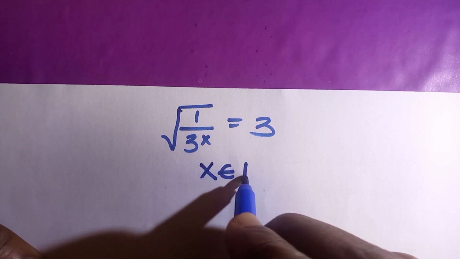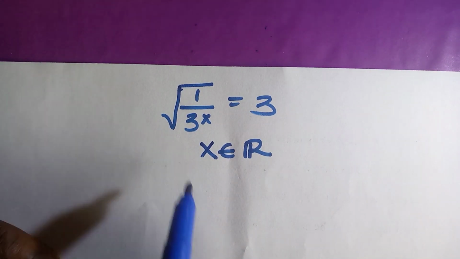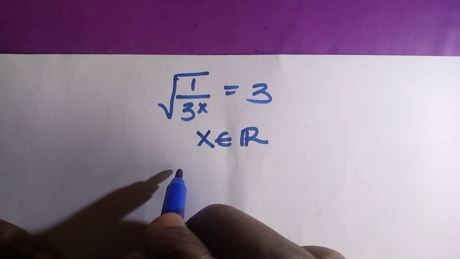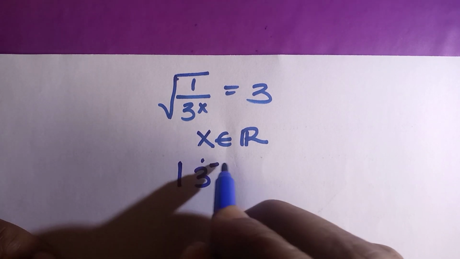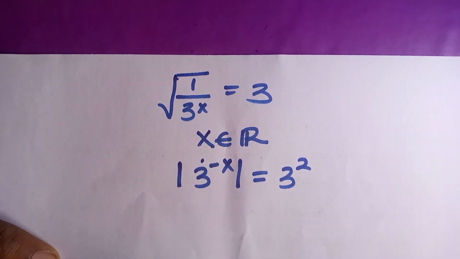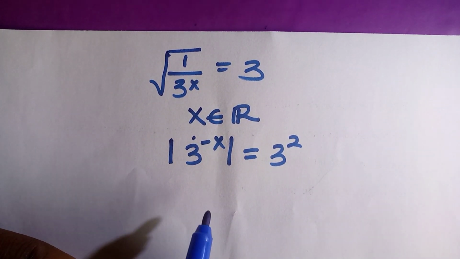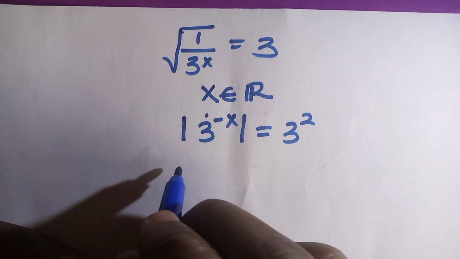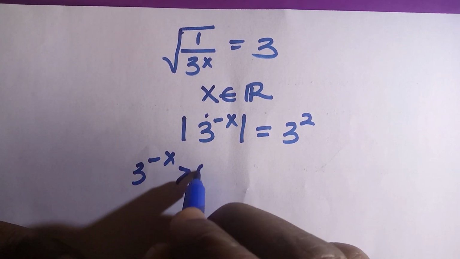So if you have to find it, let's say the first one is for the real root, x is a member of real numbers, and by taking the square of both sides, then we have this as absolute of 3 raised to the power of minus x equals 3 raised to the power of 2. And this absolute of 3 raised to the power of minus x, we should know that this is always greater than 0.